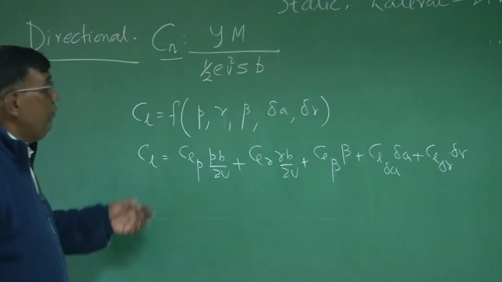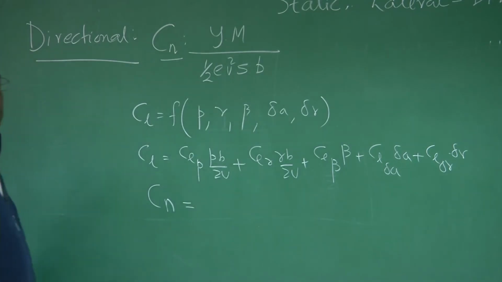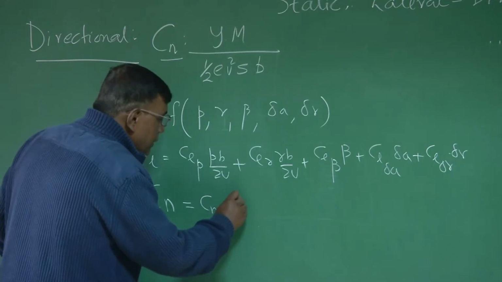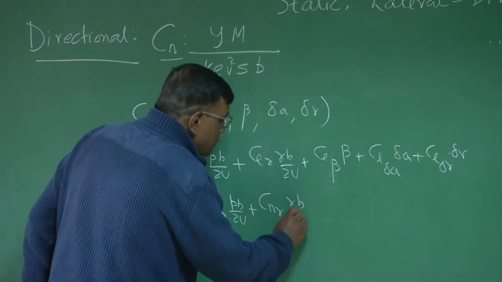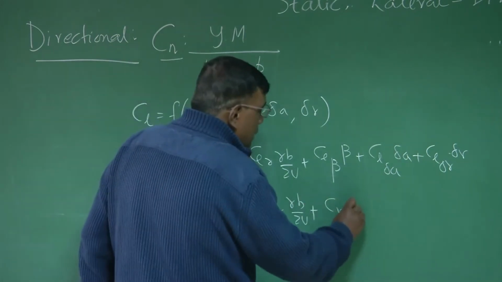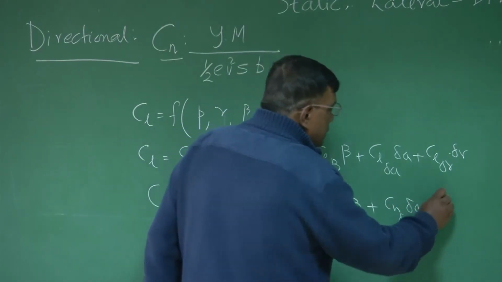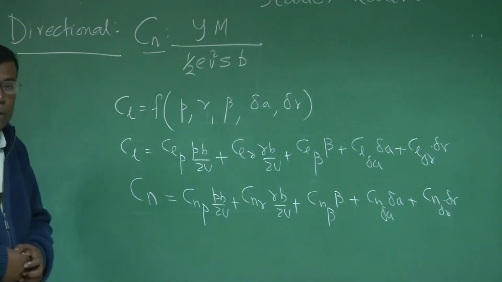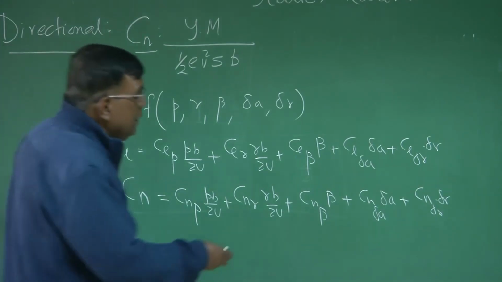Once you are confident about this, now help me, how do I expand Cn? Cn should be what? Same. This is Cn p into pb by 2U plus Cn r into rb by 2U, and so on. Mechanically, I can write this, no issues, right? But let us see whether we understand these derivatives or not. Let me pick first Cn beta.